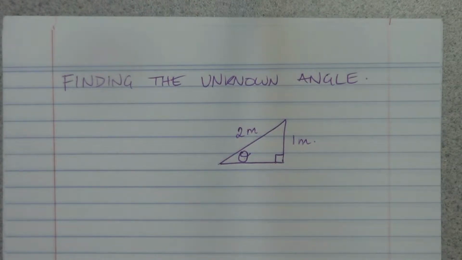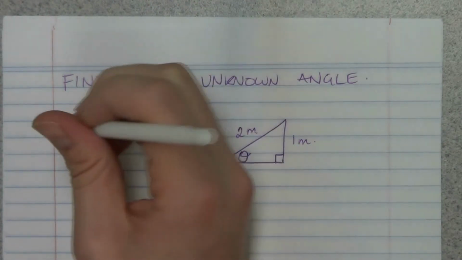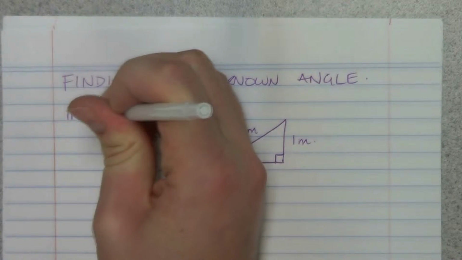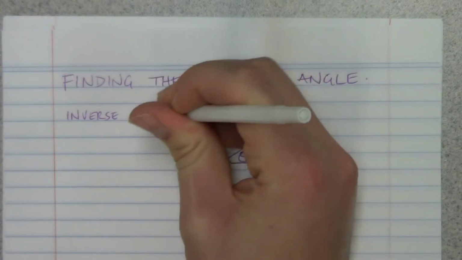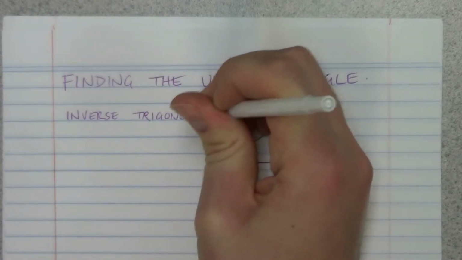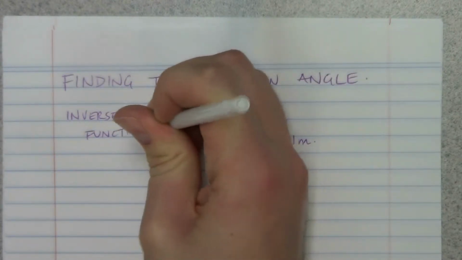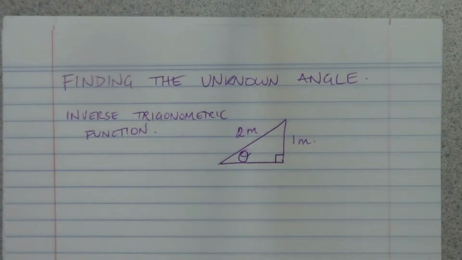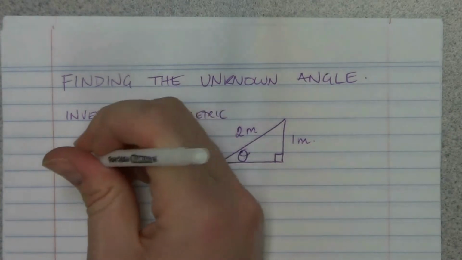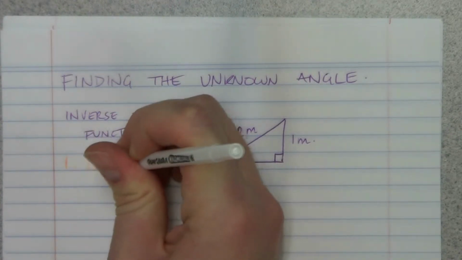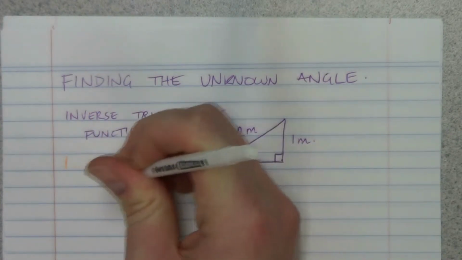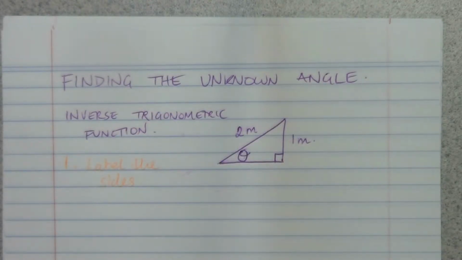So what we do is we have a technique called inverse trigonometric function. So we have a few steps that we can use. So the first thing that I would suggest we do is, of course, label the sides. So when we say label the sides, what we mean is in relation to this angle here.